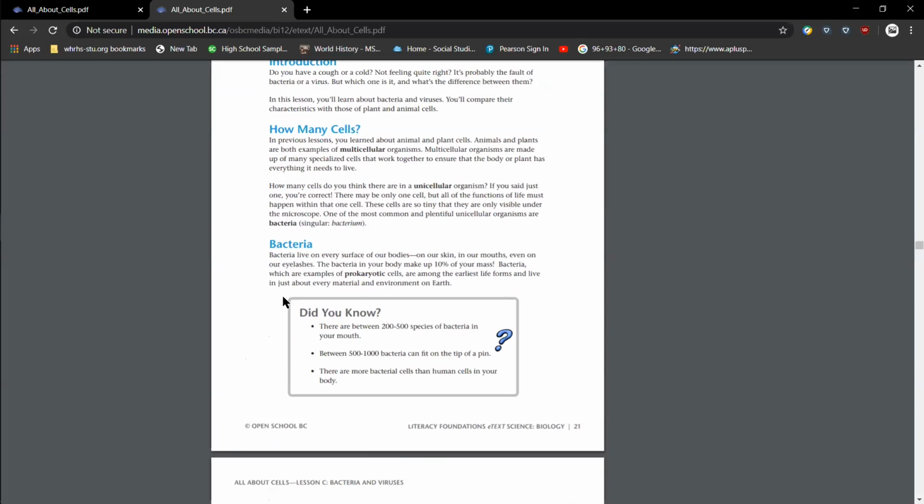The biggest difference between prokaryotic cells and eukaryotic cells is that eukaryotic cells have a nucleus and prokaryotic cells do not. This actually comes from the name. This is how we define them, because karyo, K-A-R-Y-O, which makes up eukaryotic, means it has a nucleus. And in prokaryotic, pro means before, and karyo means nucleus. So it was before the bacteria evolved a nucleus. That's what differentiates prokaryotic and eukaryotic.